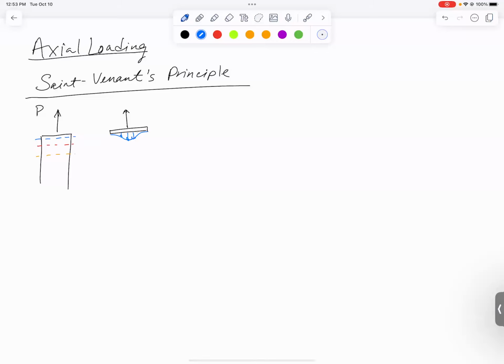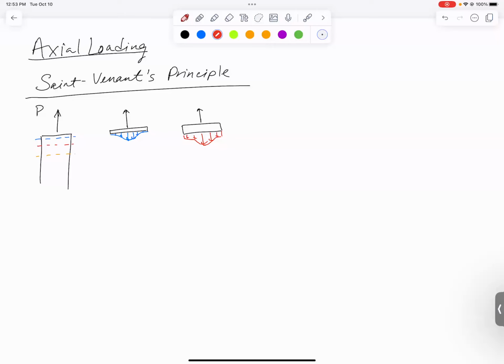So you remember how we would calculate an average stress value of P over A? That's not going to be a very good estimate of our stress when we're really close to the point load. Well, what if I take that red slice instead? So we're a little bit farther away, and guess what happens? It's going to be a little bit more evened out. So our extreme values won't be as extreme, but it's still not going to be completely uniform.